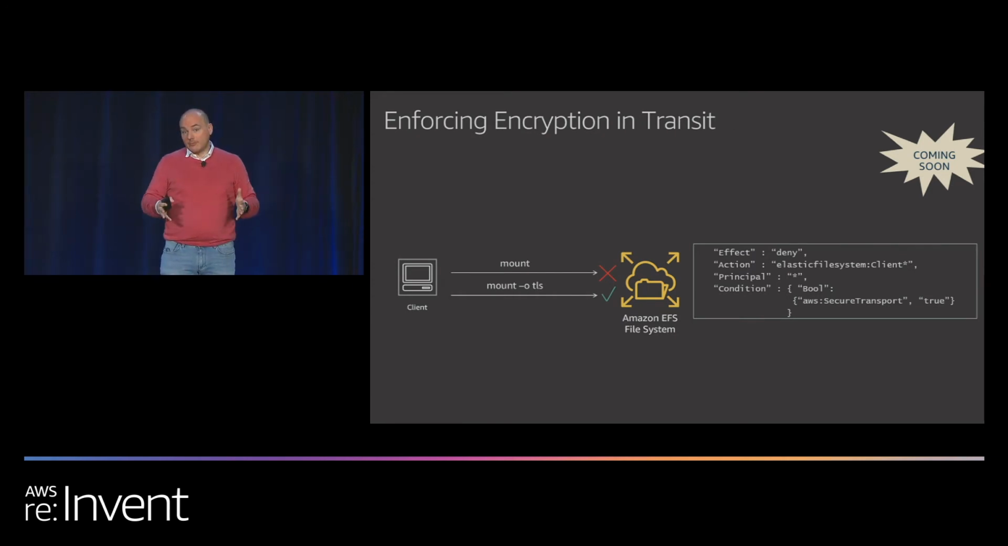Finally, enforcing policies. So you might have a security policy that requires your clients to use TLS. Because this feature is based on IAM, you can use any of the default condition keys in your policies to add conditions to those actions. So in this case, we define the condition on AWS secure transport, which is only set if you use a TLS connection. So if you have this policy on your file system, your clients are required to use TLS.